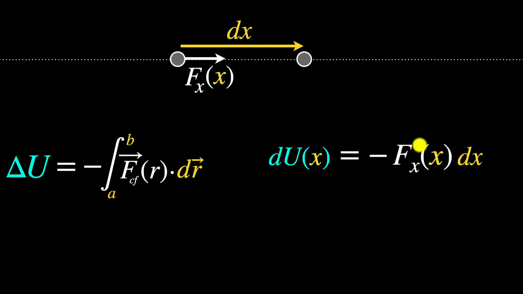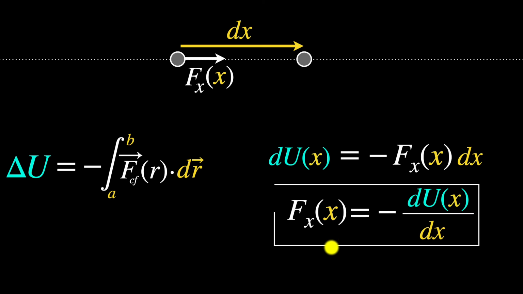Anyways, if we rearrange for force, what do we get? We will get negative dU/dx. So indeed, the force equals the negative derivative of the potential energy with respect to position. Now, if we were to be mathematically rigorous, we should have actually started with delta x and then written the limit as delta x tends to 0, but then it eventually would yield the same result.